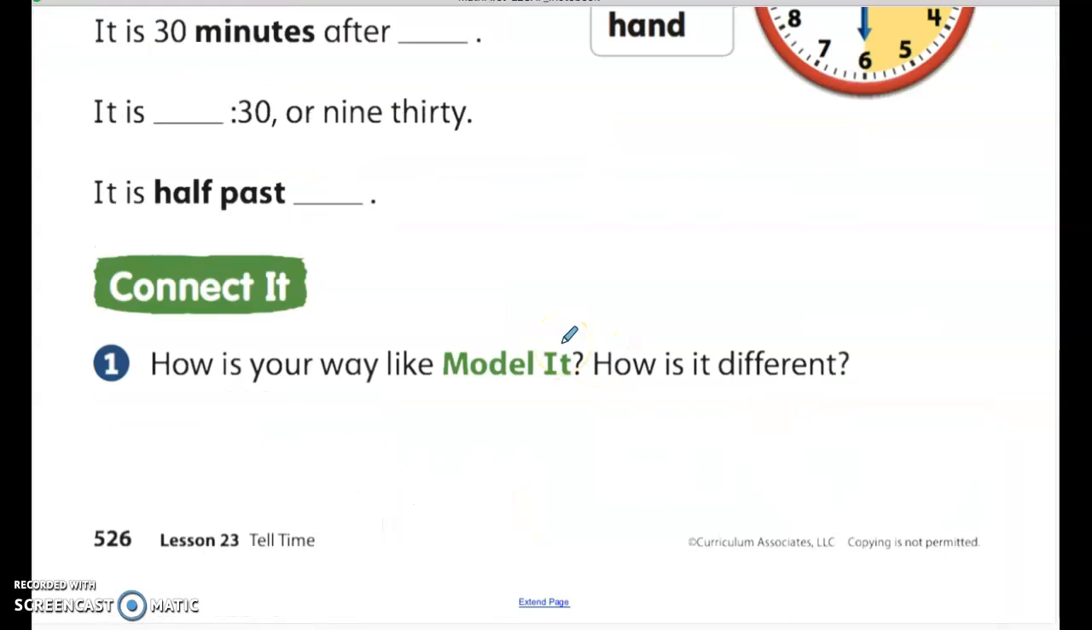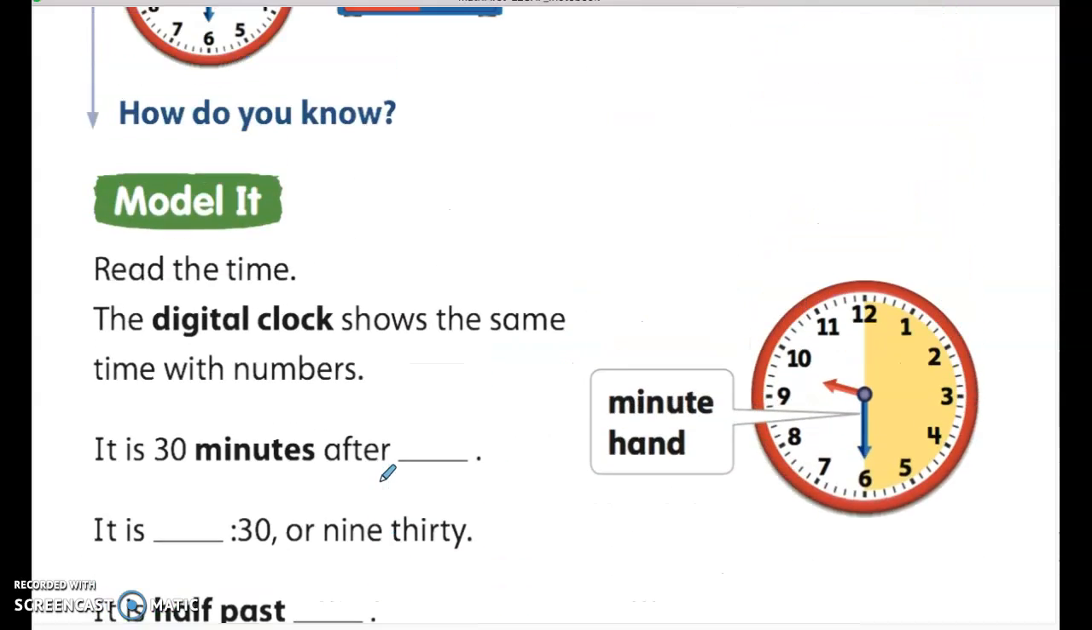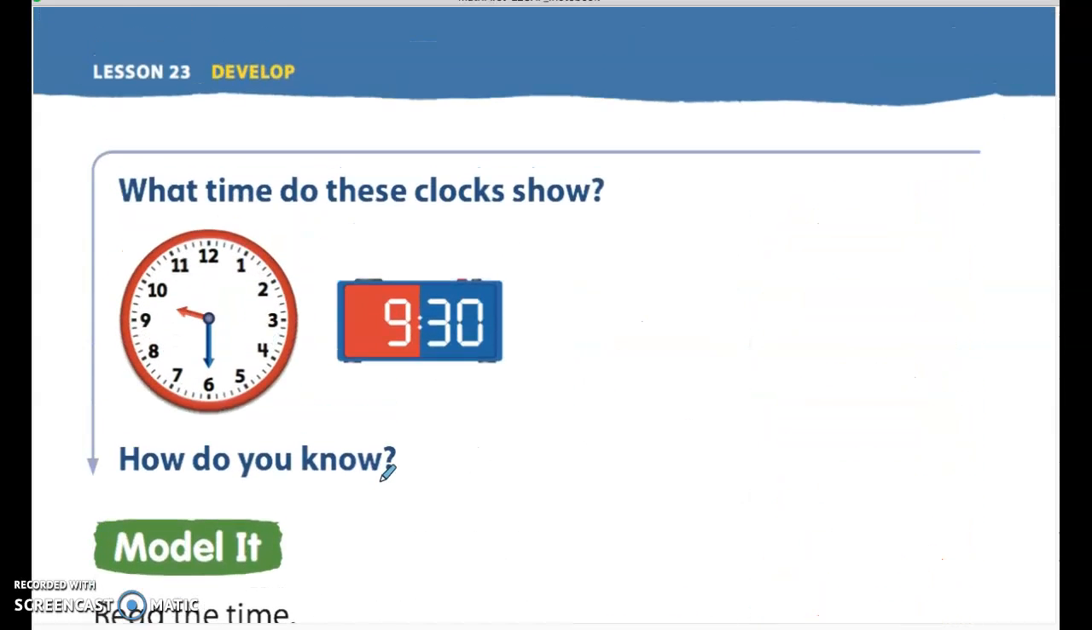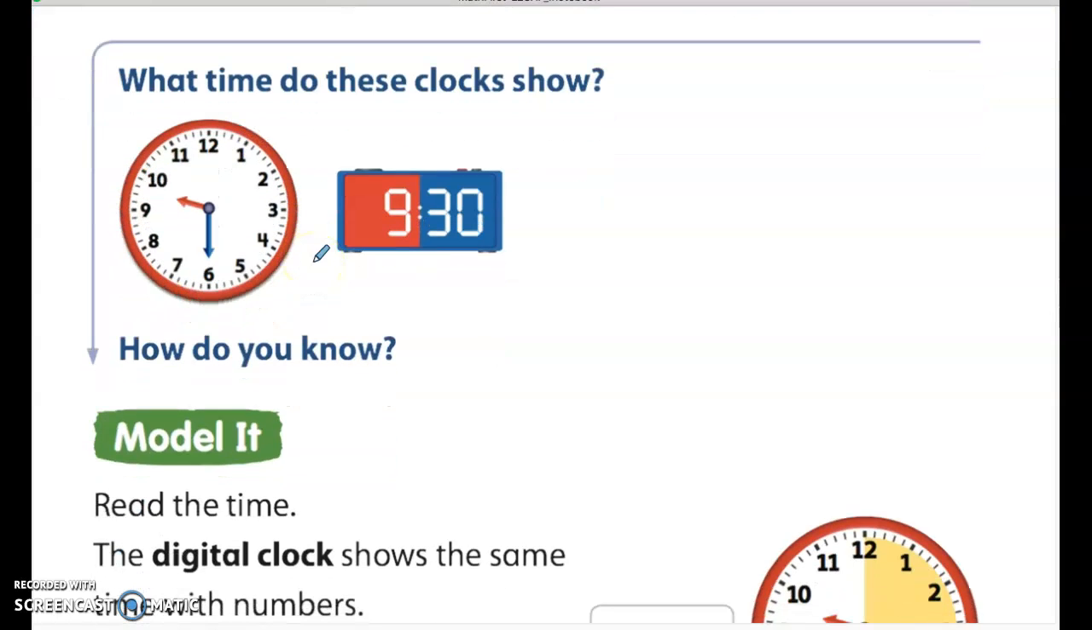Let's go to the next page. You should be on page 526, right? 526 comes after 525. The 6 is one more than 5. Let's take a look at this. What is it saying? What time do these clocks show? And how do you know?